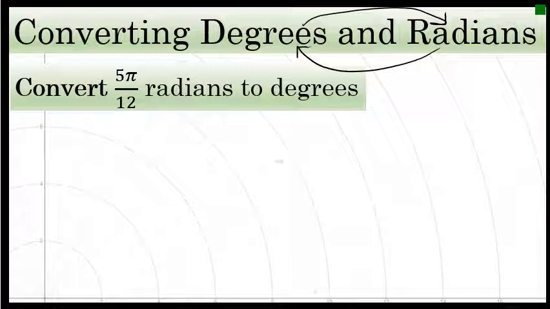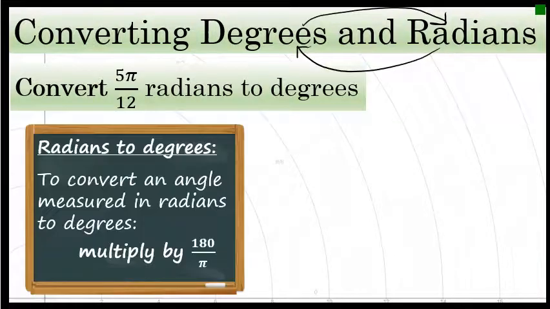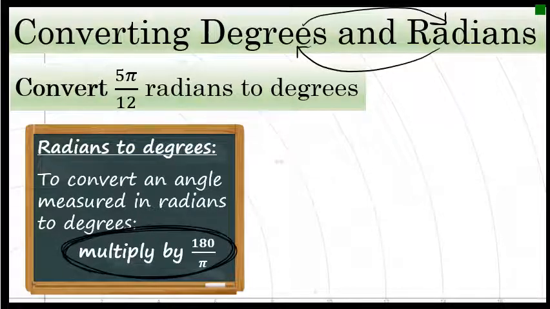If I would want to convert 5 pi over 12 radians to its equivalent measurement in degrees, I would have to use the formula for converting radians to degrees, which is pretty straightforward. To convert an angle that is measured in radians to degrees, we'll simply multiply by 180 over pi. So if I have an angle, 5 pi over 12, that's being measured in radians, and I want to convert that to its equivalent degree measure, I'll simply multiply by 180 over pi.